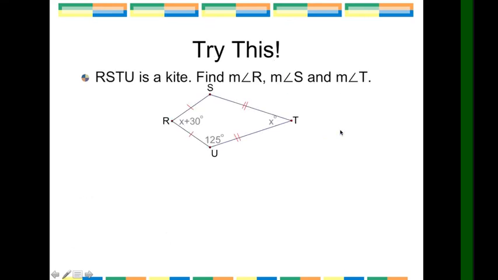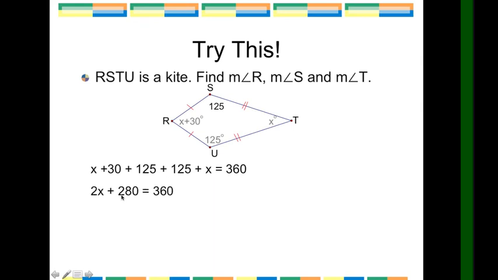Nakuha ba? Okay, try this. RSTU is a kite. So find the measurement of R, the measurement of S, and the measurement of T, given that T is equal to X and S is equal to X plus 30 and U is equal to 125. So, on the other hand, S is equal to 125 because they are congruent. So we can just add all of this, then equate to 360. So X plus 30 plus 125 plus 125 plus X. So we will add 30, 125, and 125.